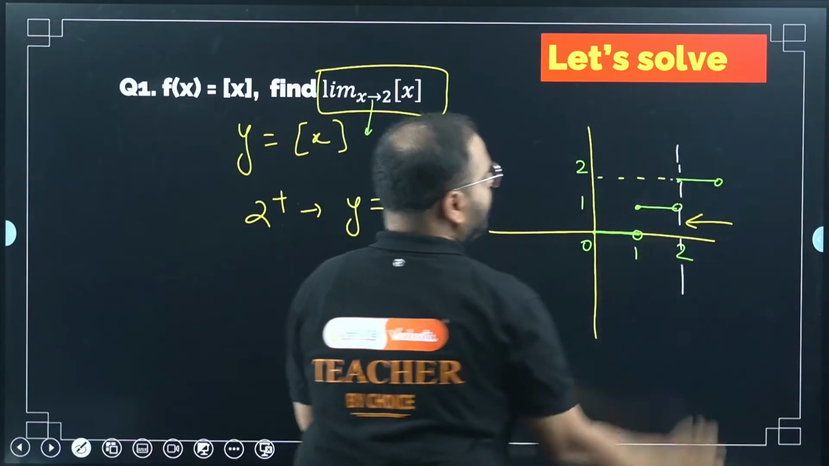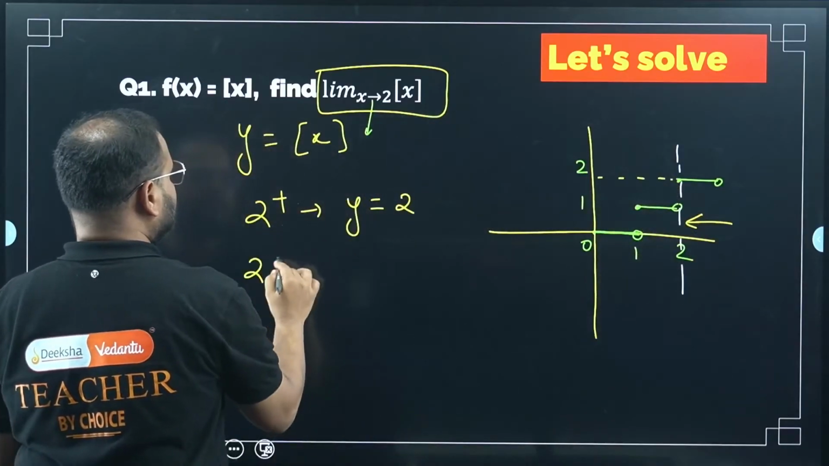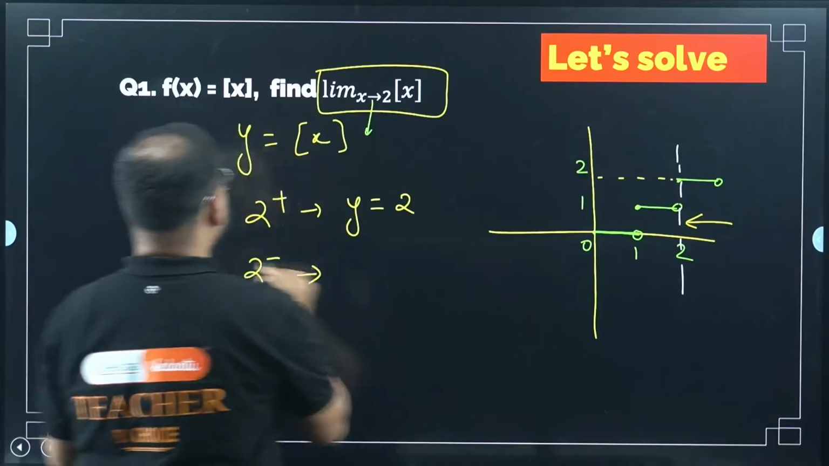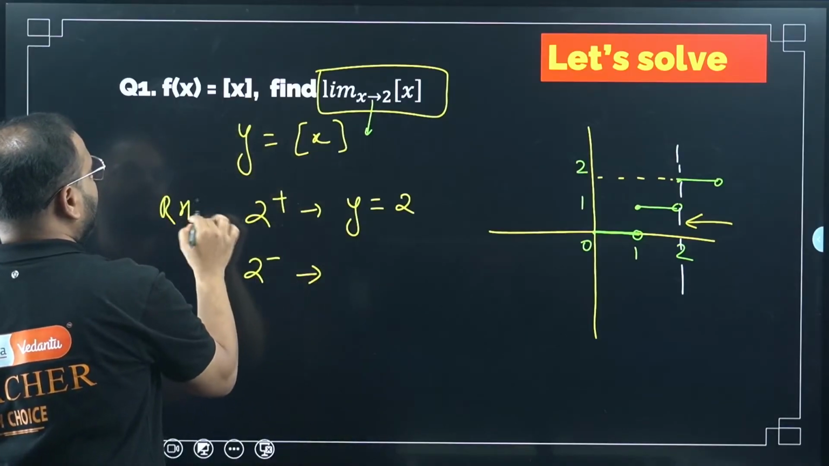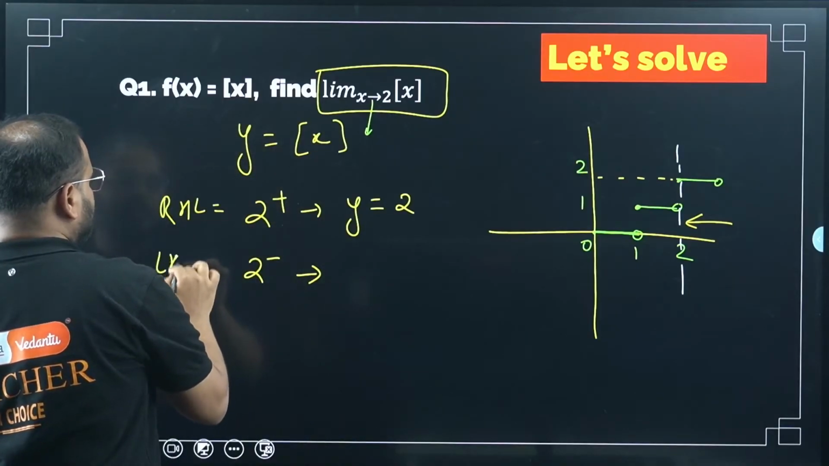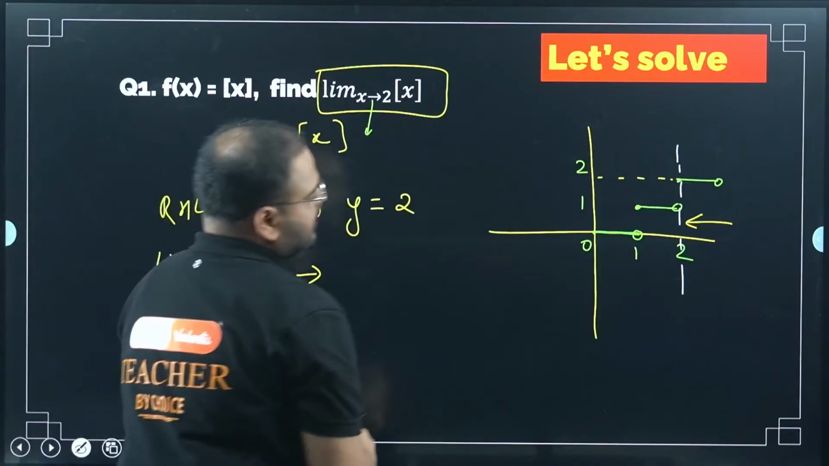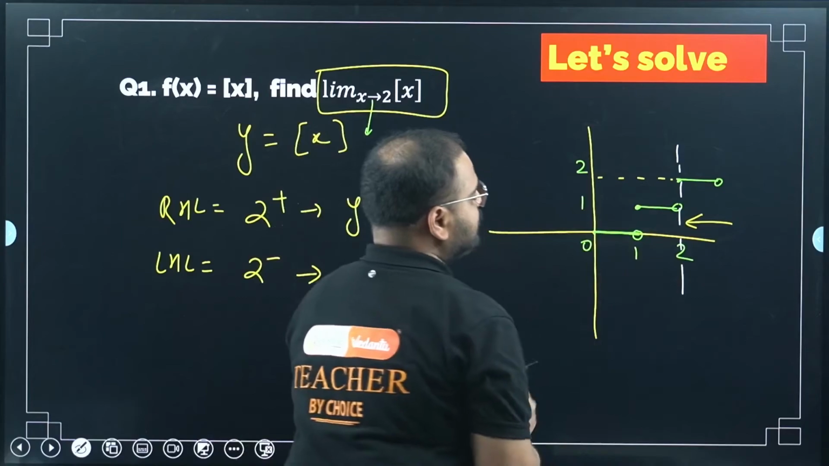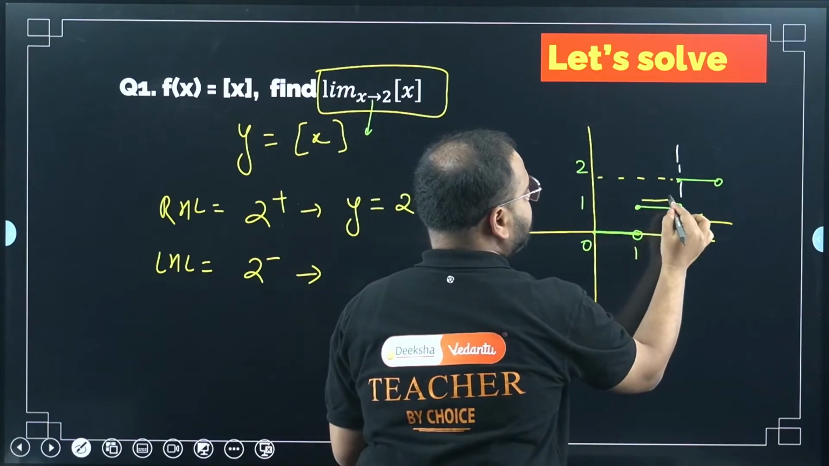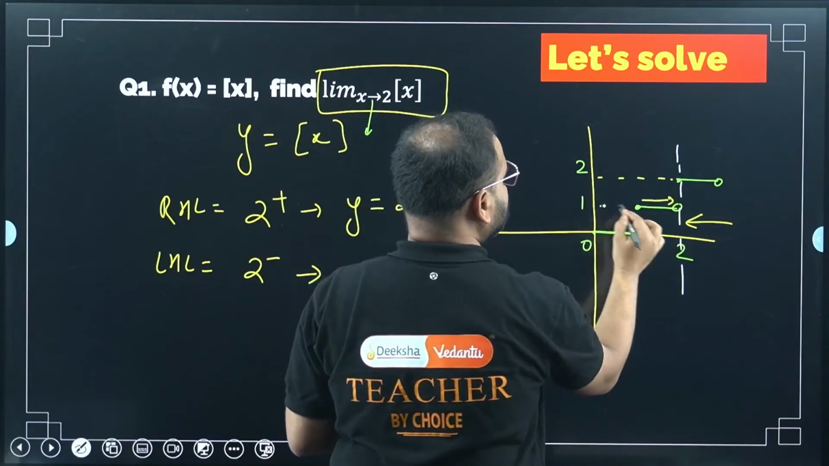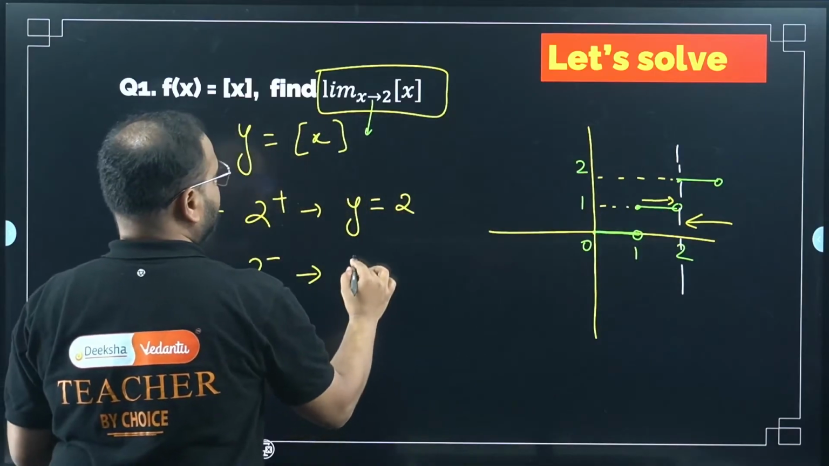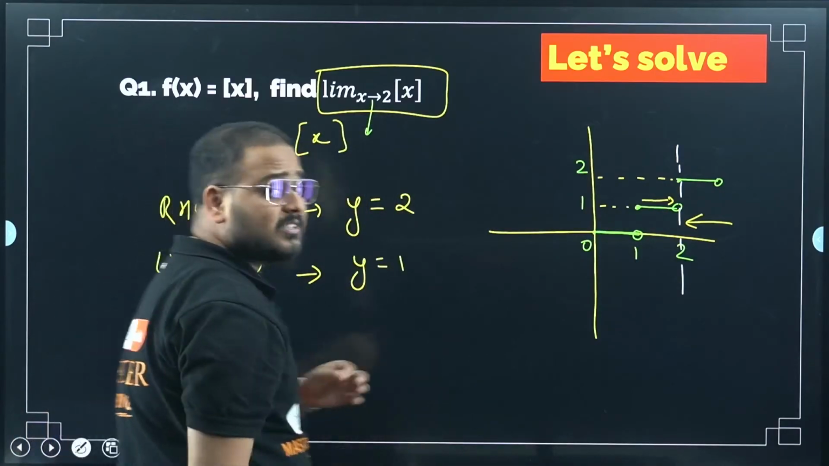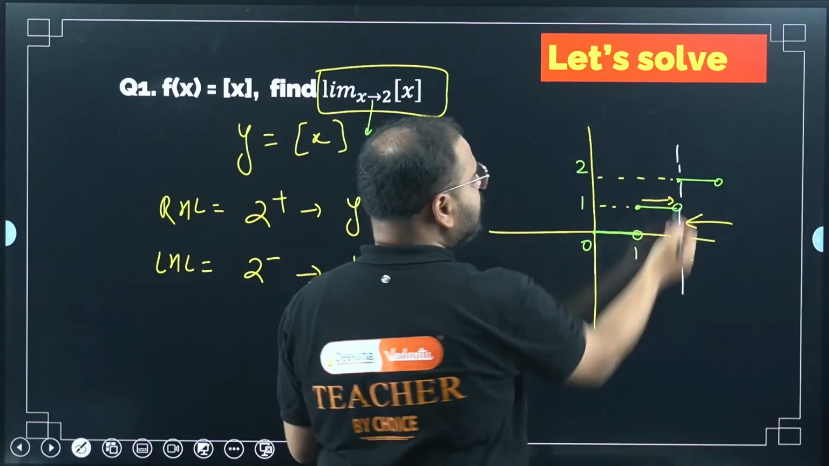Please check. Okay, what about if I'm trying to approach the function from the left hand side? So this is my RHL. I hope you know that by now. This is my RHL, this is my LHL. Try to approach the number 2 on x from the left hand side. So what is my value all this time? It is 1, sir. It is 1. So what is my value? 1, sir.